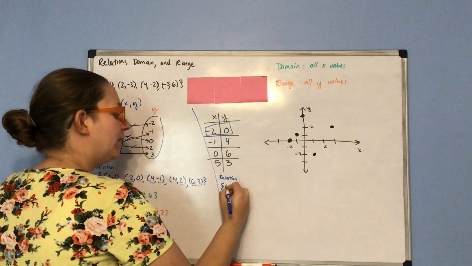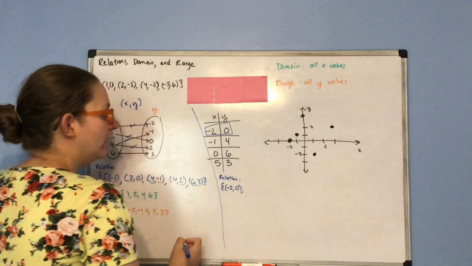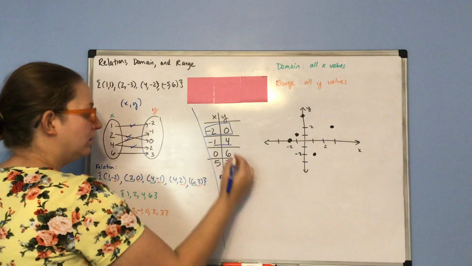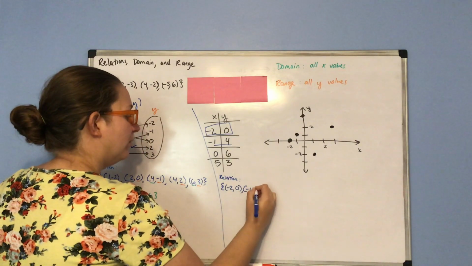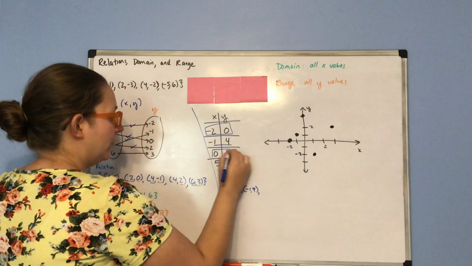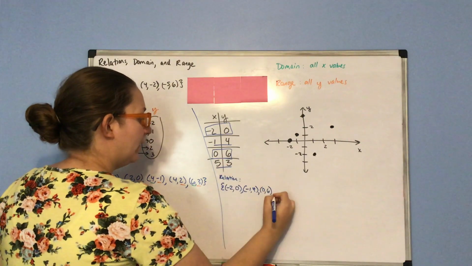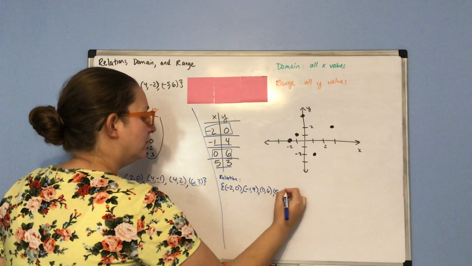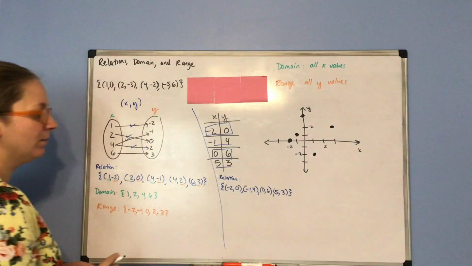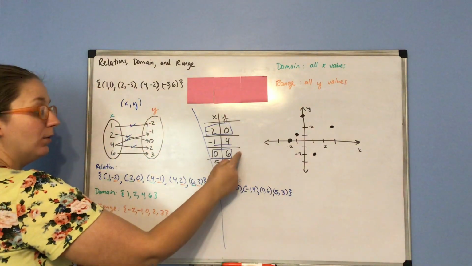So my first ordered pair or point is -2, 0. And then I'm just going to go down my table. Next I have -1, 4. After that I have 0, 6. After that I have 5, 3. And that is my relation. It's only 4 ordered pairs because there's only 4 rows in the table.